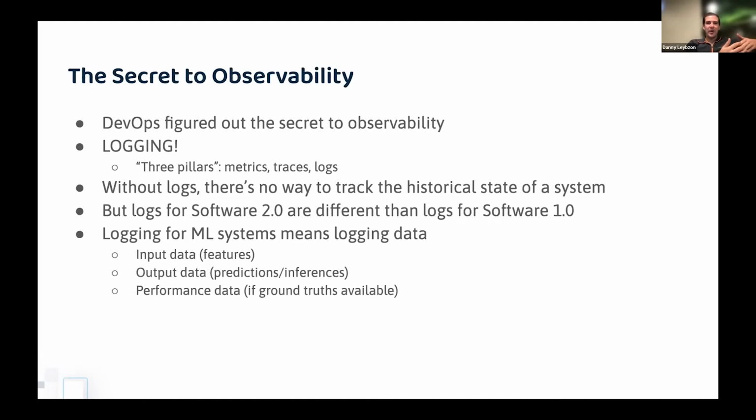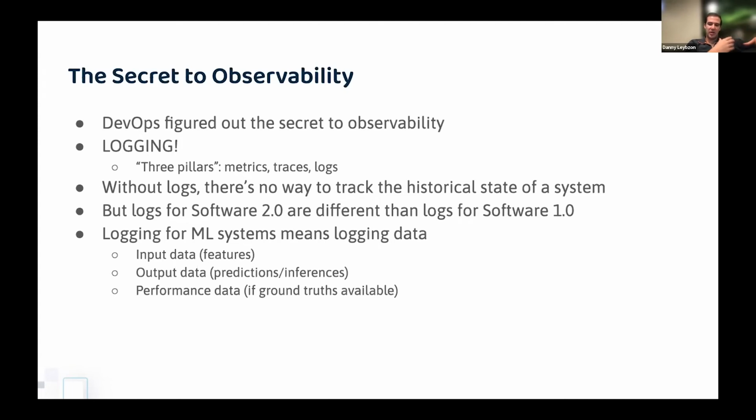But software 1.0 systems are, in a sense, static, right? They're rules-based architectures. They're a lot easier to understand because there's not this black box of a machine learning model put in the middle of them. But with software 2.0, we've got another variable in the equation, right? We've got this extra thing called the machine learning model. So in addition to needing to track metrics, traces, and logs, we need to come up with a way of logging data, which is really the key insight about how to generate logging and therefore how to get observability into ML systems. We need to be able to log input data.